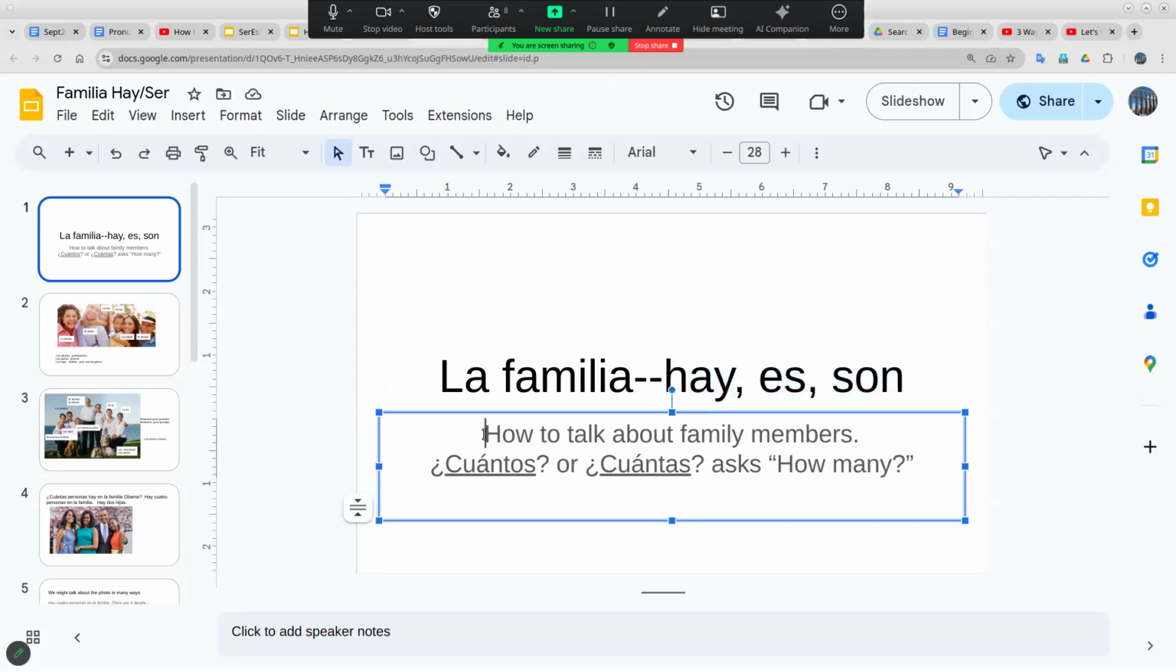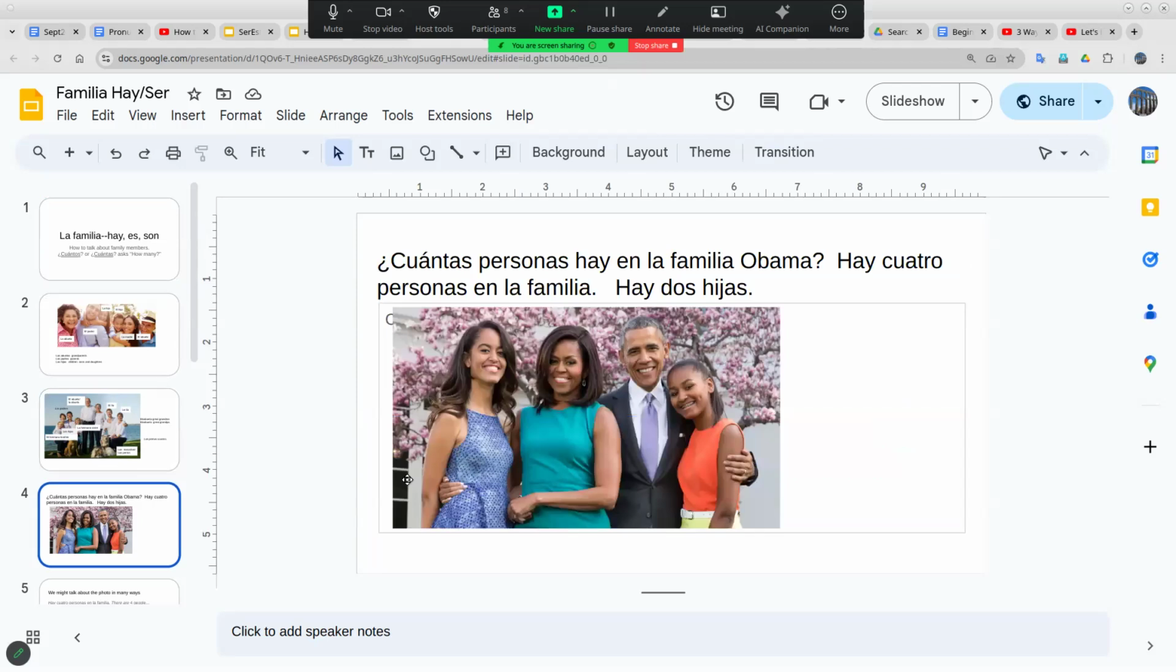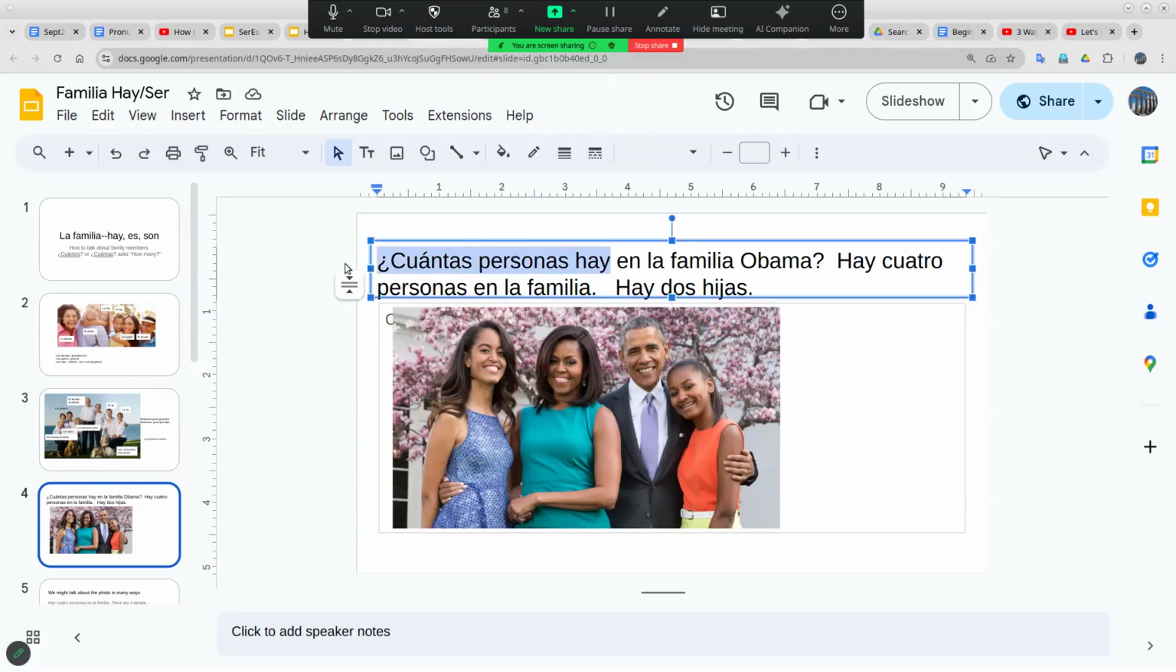We're going to see a few examples of how to talk about family members. And we're going to throw in one new word, which asks how many, cuántos or cuántas. Okay. Bien. So, por ejemplo, I'm going to mix up hay and son. ¿Cuántas personas hay? How many people are there? If I'm counting them up, I'll use this verb hay. ¿Cuántas personas hay en la familia Obama? Hay 4 personas en la familia. There are 4 people in the family.